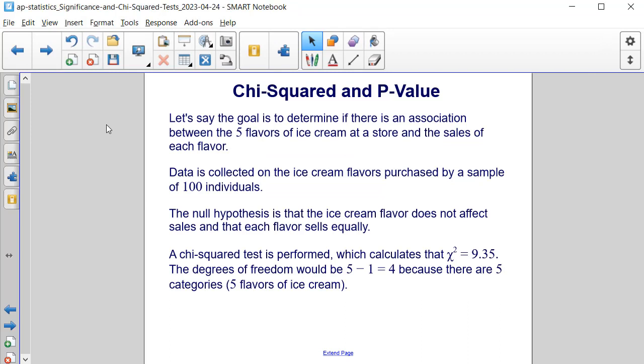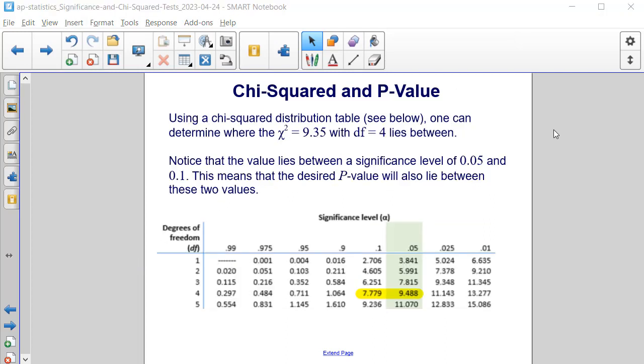Let's say the goal is to determine if there is an association between the 5 flavors of ice cream at a store and the sales of each flavor. Data is collected on the ice cream flavors purchased by a sample of 100 individuals. The null hypothesis is that the ice cream flavor does not affect the sales and that each flavor sells equally. A chi-squared test is performed, which calculates that chi-squared is equal to 9 and 35/100ths. The degrees of freedom would be 5 minus 1, which is equal to 4, because there are 5 categories or 5 flavors of ice cream.